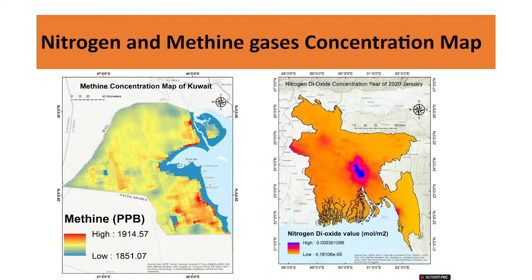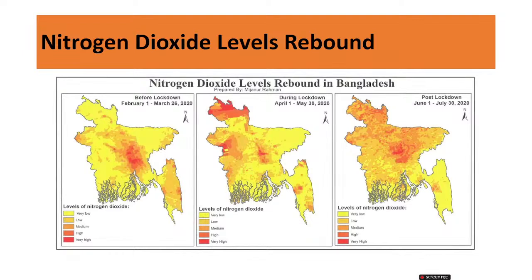Also, you can see another map, the nitrogen dioxide concentration map, year 2020, month of January. Basically, this time we will also download the tiff images from this Google Earth Engine platform, and the final output we can create in ArcMap software for presentation work. Also, you can see this other map is the nitrogen dioxide level of Bangladesh for different time periods such as before lockdown, during lockdown, post lockdown. We also make classes of very low, low, medium, high, very high, and we check how the concentration changes in different places during the different time periods, before lockdown, during lockdown, post lockdown.